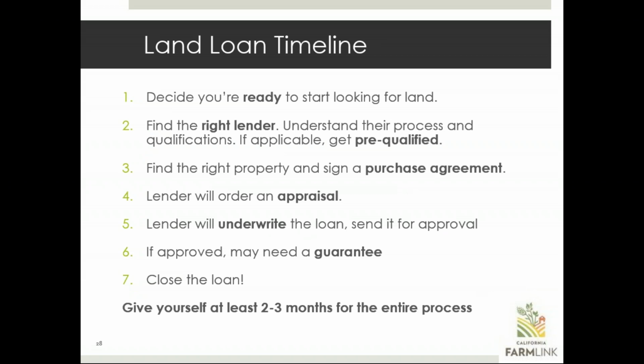So a land loan timeline looks a little bit like this. You decide you're ready, you find the right lender. If possible, get pre-qualified. Talk a little bit about that in a minute. Find the right property, sign a purchase agreement. The lender is going to then order an appraisal, and then the lender is going to be underwriting the loan and sending it for approval. If approved, it may need a guarantee, and then you'll close the loan. Be sure to give yourself a couple of months, 2 to 3, for the entire process.